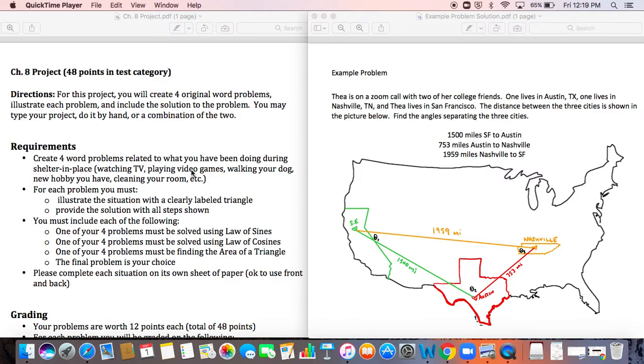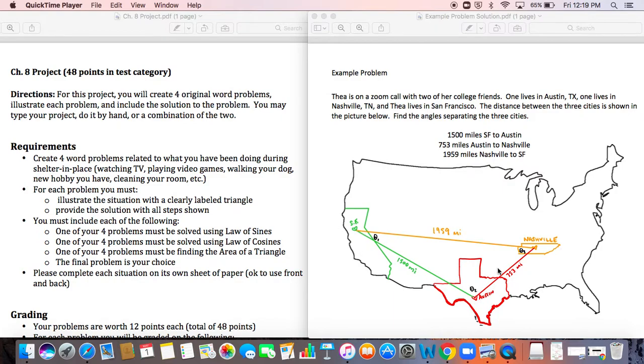And just to make it a little interesting, I said make it related to what you've been doing during shelter in place. So here is an example problem. This is like what you would be doing. Thea is on a Zoom call. We've all been doing a lot of Zoom calls. With 2 of her college friends. One lives in Austin, Texas. One lives in Nashville, Tennessee. And Thea lives in San Francisco. The distance between the 3 cities is shown in the picture below, and find the angles separating the 3 cities.